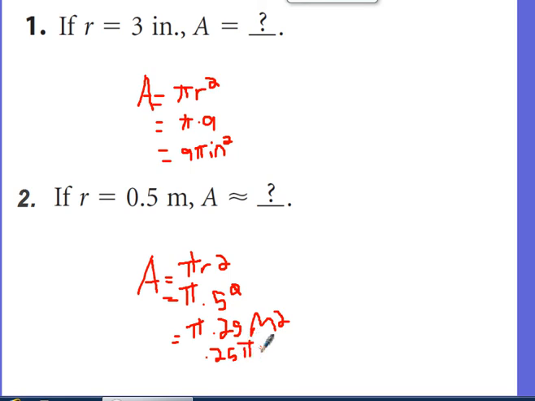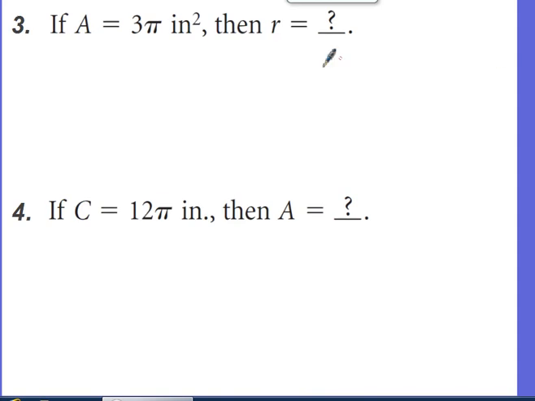Now it does say approximate, so you're welcome to multiply this out. You know how I don't like doing that, so I'll let you do that if you want to. But it's 0.25 times pi meters squared. Go ahead and pause this if you need to. I'm moving on. Here's two more questions. It gives you the area, then asks you to find the radius. It gives you the circumference, then asks you to find the area. These two problems are very similar to things we've done. Area equals pi r squared, but now they give me the area, and they need me to find r.